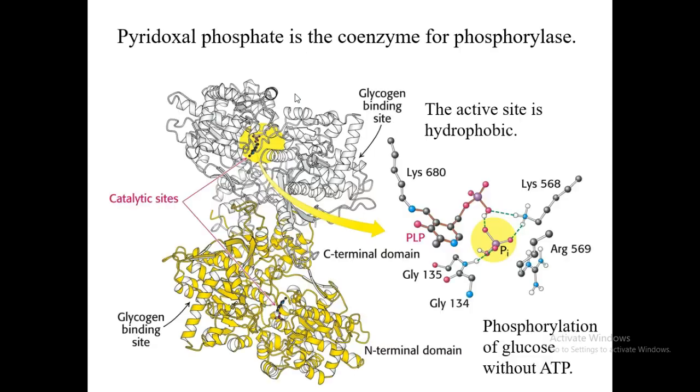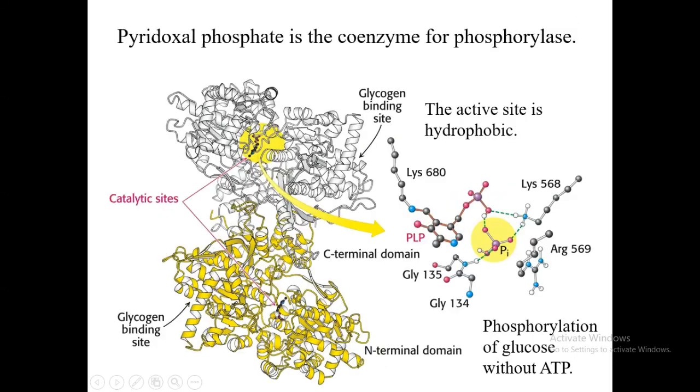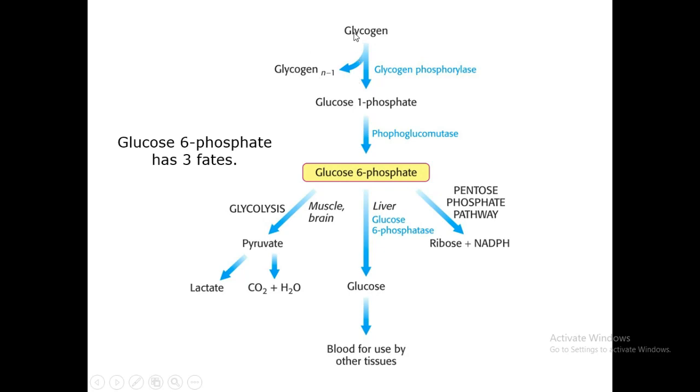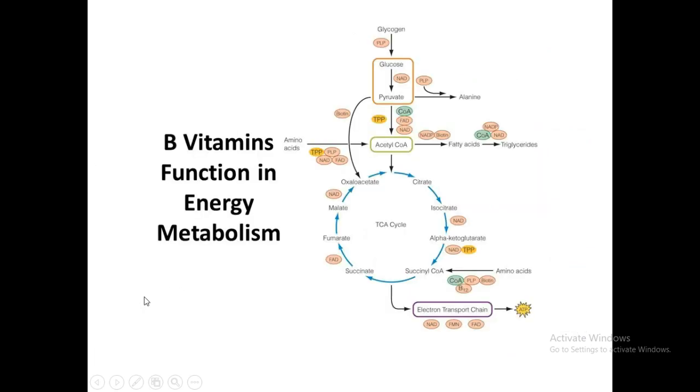Glycogen phosphorylase is also the enzyme that needs pyridoxal phosphate as the coenzyme. Remember that pyridoxal phosphate is vitamin B6. Okay, so para ma-perform ni glycogen phosphorylase iyang function, kinahanglan og PLP or kinahanglan og B6. So this is where B6 plays its role. So ga-play siya og role in glycogen breakdown. Okay, so B6 is required for the mobilization of glucose from glycogen.